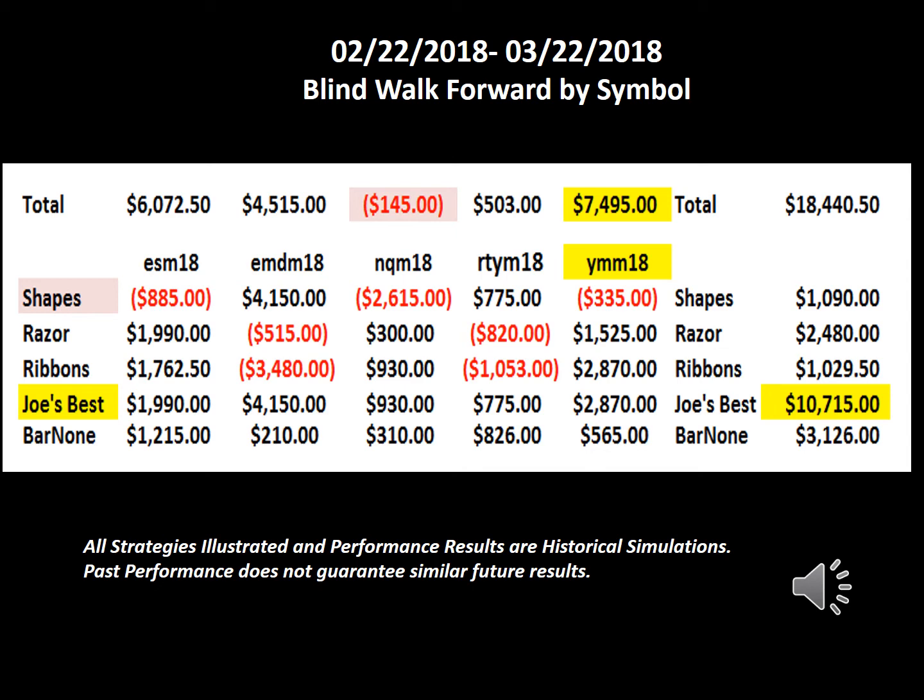And if you have any questions about it, or you want to talk about how to set up and see how things walk forward, these are hypothetical, but they're a blind walk forward looking at unseen data, and the total of everything here is $18,440 for the month. It's the best month we've had in a couple of years, so it gives an idea of how the systems sometimes jive.